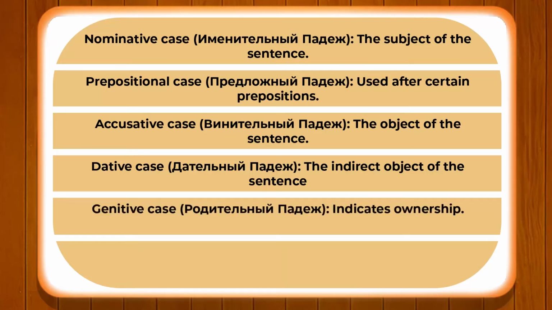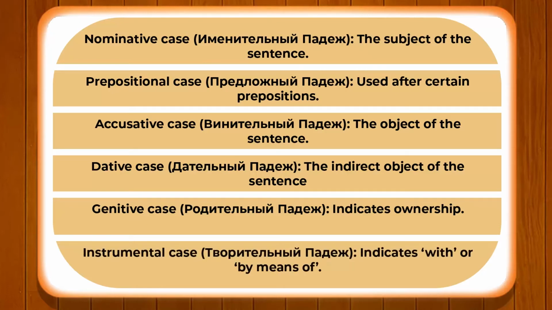Then we have the genitive case, which is known as radichelny padyesh, which indicates ownership. If you remember, we have talked about time and counting, etc. We also cover that in this case only. And then the last one is the instrumental case or tvarichelny padyesh, where we indicate with or by means of, like s kem, s chem, and many other expressions which are used in these 6 cases.